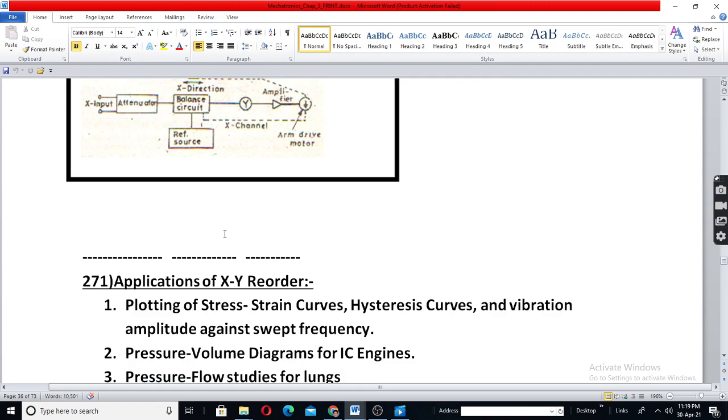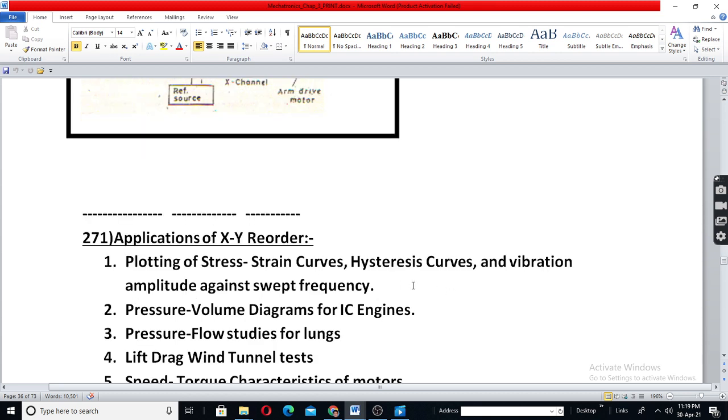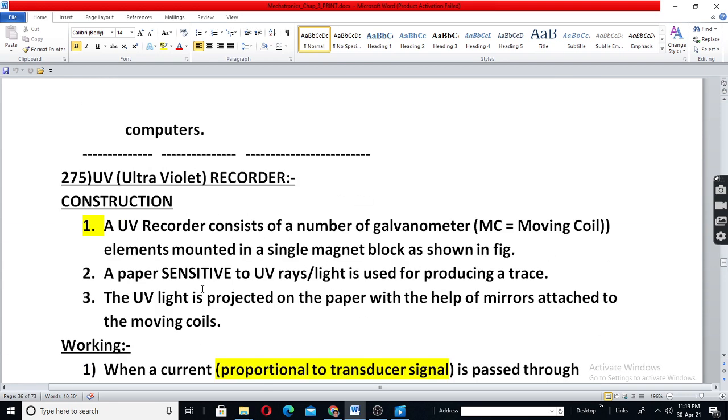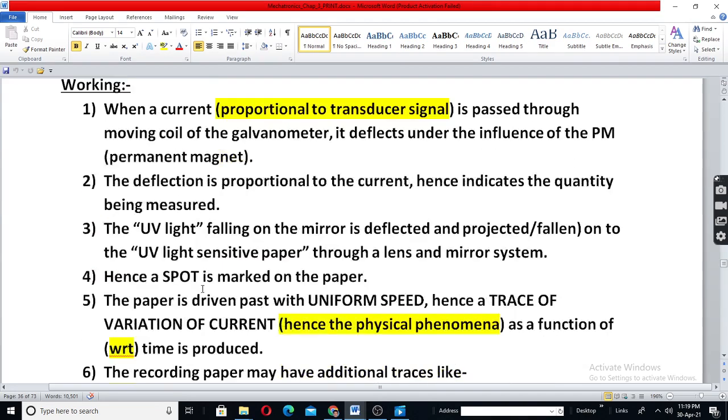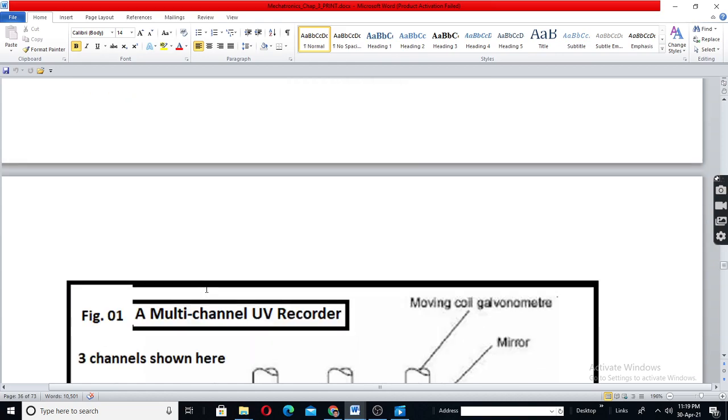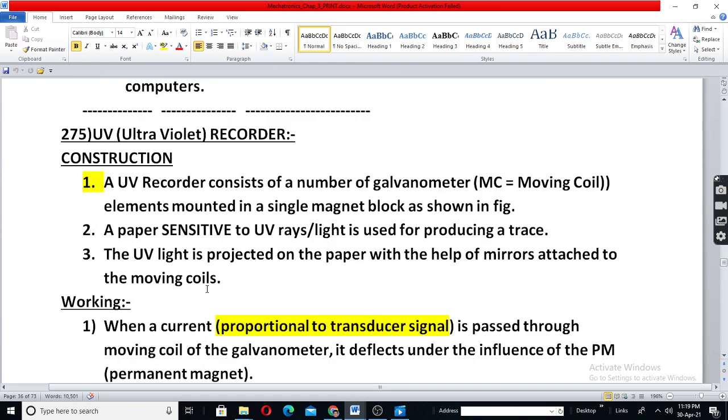See, the hysteresis curve. You plot B versus H. So it is not time variant. It is one versus another. Stress strain curve, pressure volume curve, pressure and flow. So like this, for all these things, it can be used. Next we have the UV recorder, which we'll see in the next class.